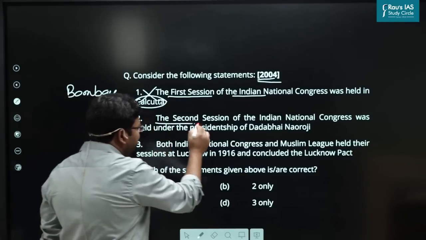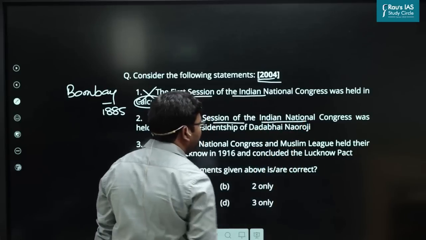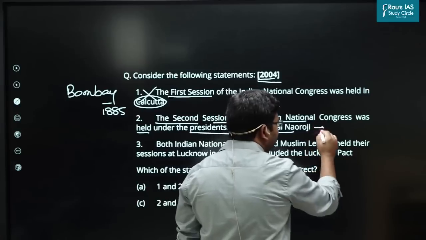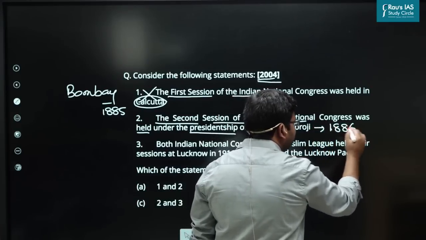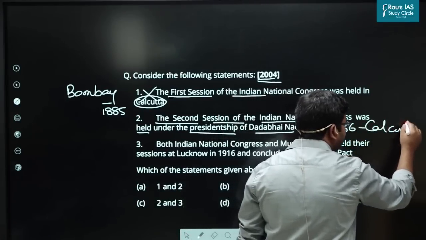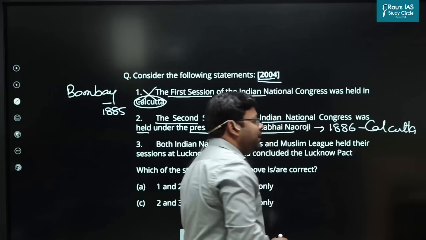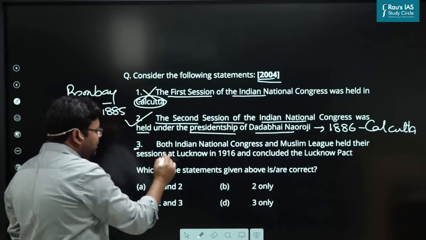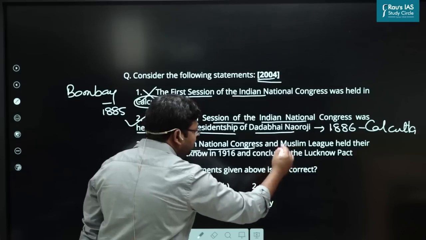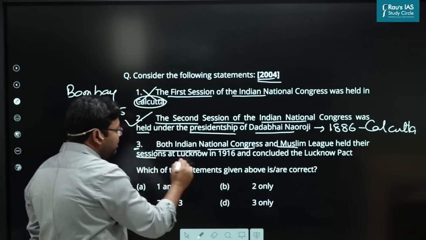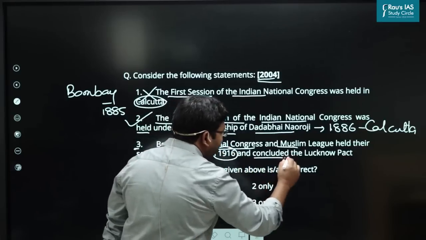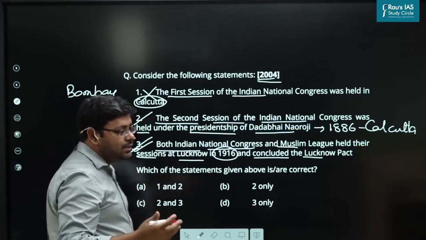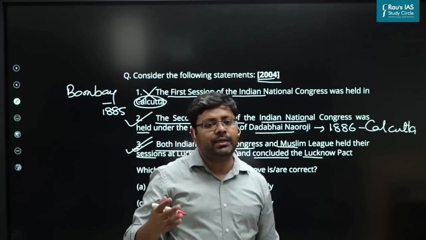The second statement says that the second session of Indian National Congress was held under the presidency of Dadabhai Nauroji. This is true. In 1886, the second session of Congress was held in Calcutta, and it was presided over by Dadabhai Nauroji. So the second statement is correct. The third statement says that both Indian National Congress and Muslim League held their sessions at Lucknow in 1916 and concluded the Lucknow Pact. This is again correct, as in 1916 there was the famous Congress League Pact.